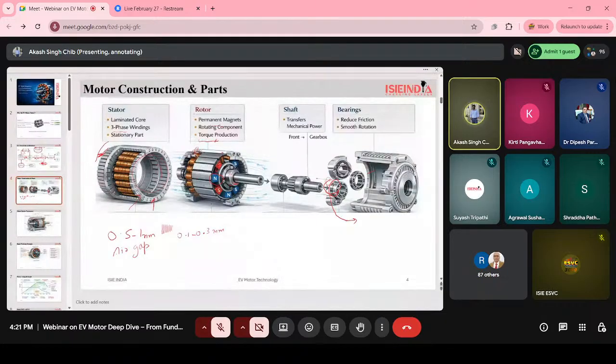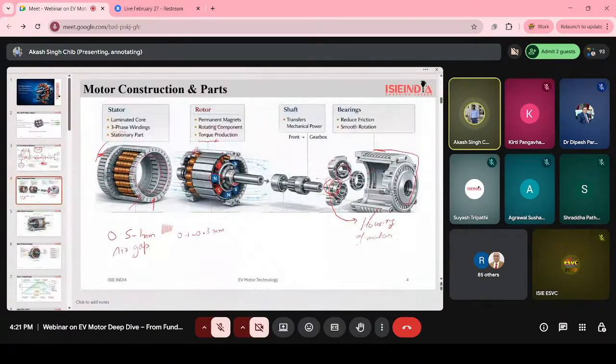Then you can see the bearings. Basically, for smooth rotation and to reduce friction in the motors, we use bearings. And this outer part we call the housing of the motor.